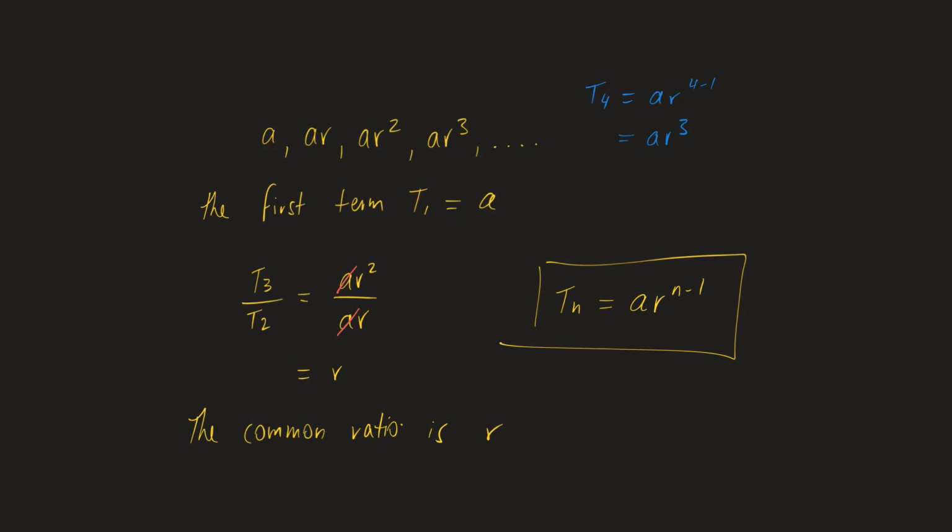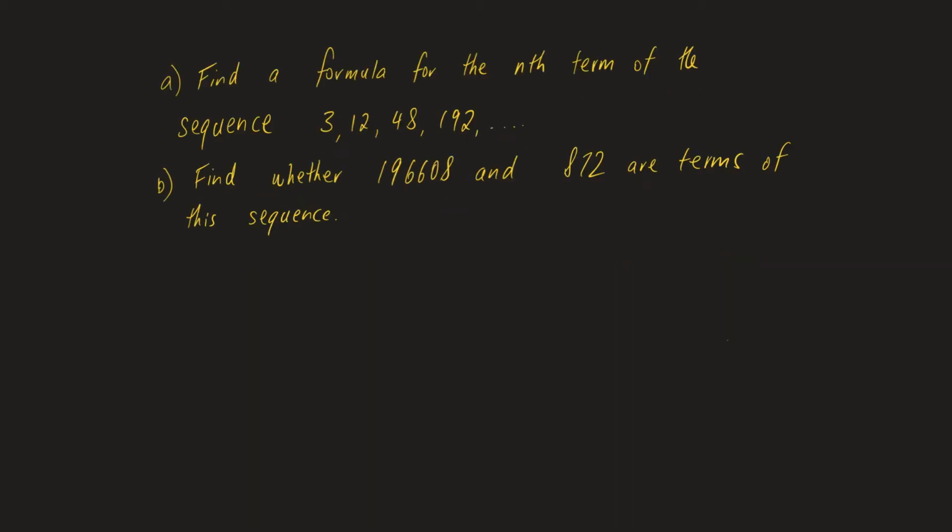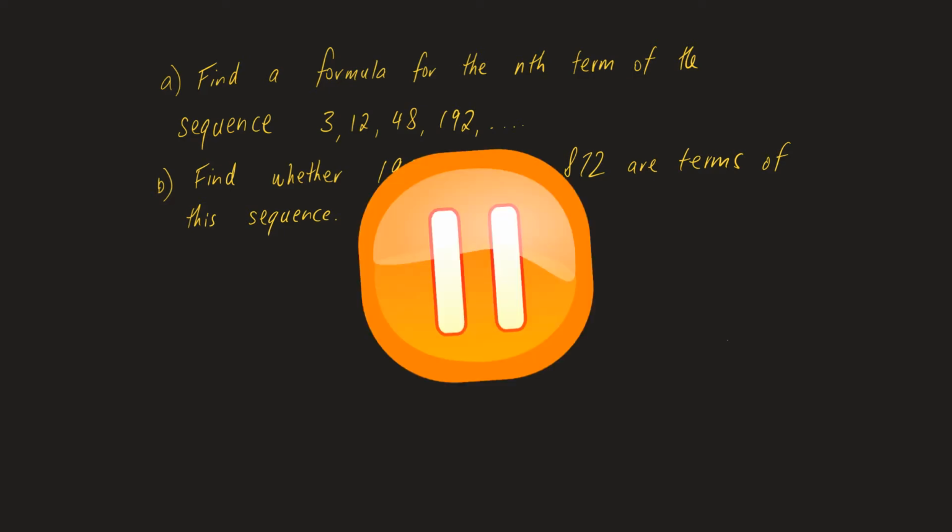for geometric sequences. In our example here, for part A, we need to find a formula for the nth term of the sequence 3, 12, 48, 192. And for part B, find whether 196,608 and 872 are terms of this sequence. Pause the video right now and attempt part A of this problem, finding the formula for the nth term.